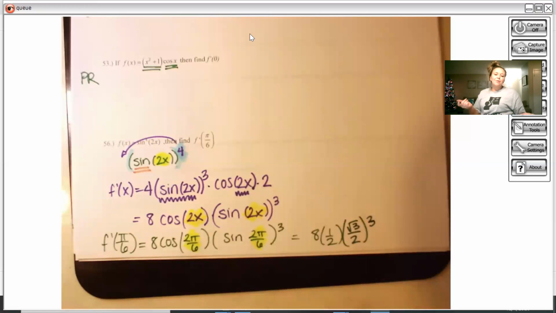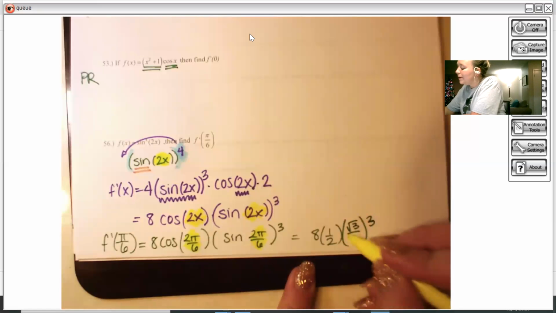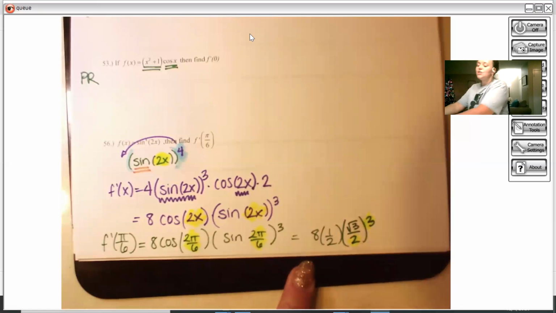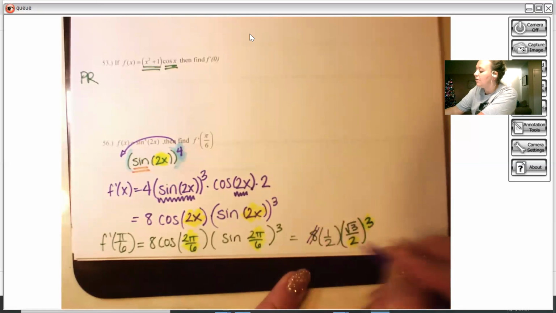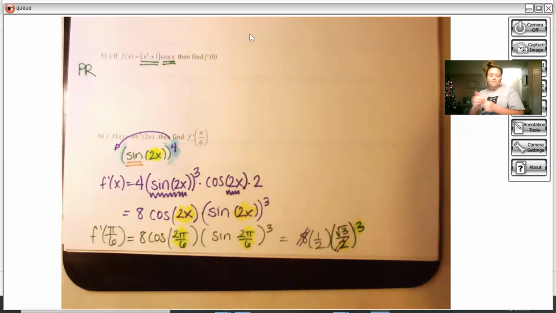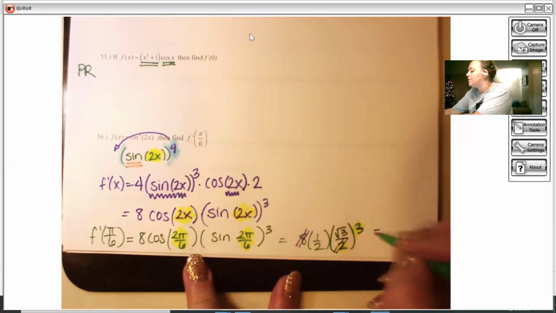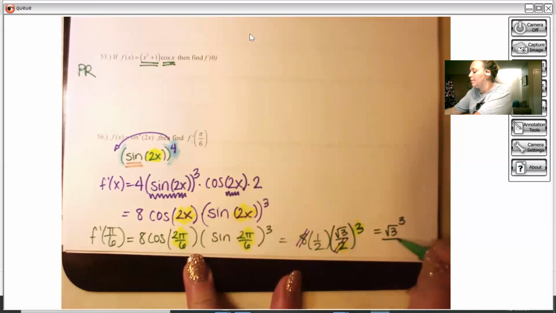Okay, then the last thing you're probably going to notice is that if you were to multiply this out across the bottom, 2 cubed is 8. You would have an 8 in the denominator, also this 8 in the numerator. Those guys can totally cross out. And so your final answer would be that you're going to have a root 3 cubed on the top and then just an extra 2 on the bottom.